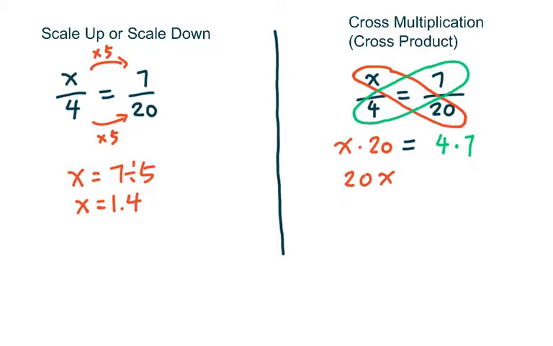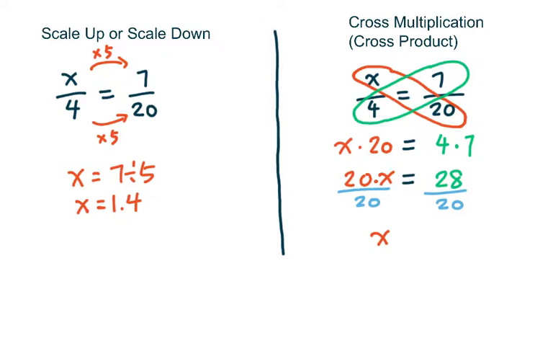And 4 times 7 is 28. And again, I bring down the equal sign. So now we need to solve the one-step equation, 20x equals 28. Since it's multiplication right here, we have to use the inverse operation, which is division. Basically, we need to apply the division property of equality by dividing by 20 on both sides. The reason is because we want to isolate x.